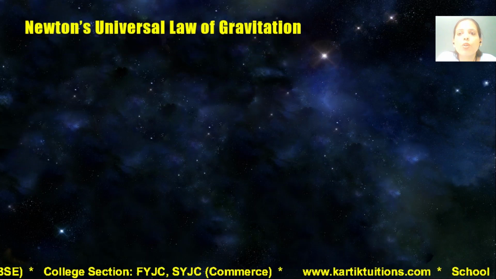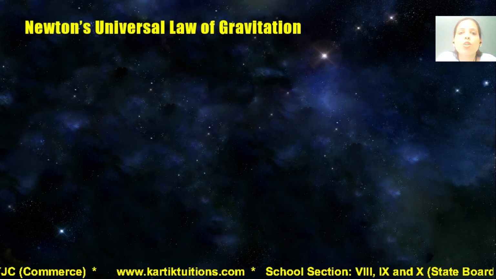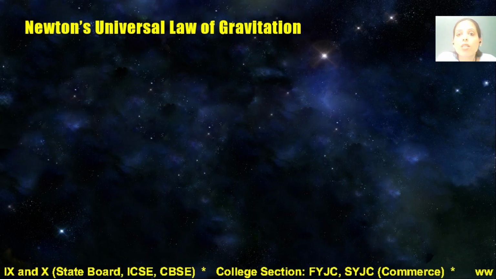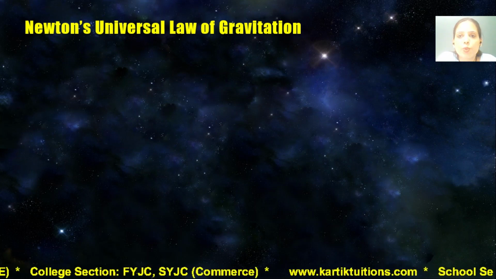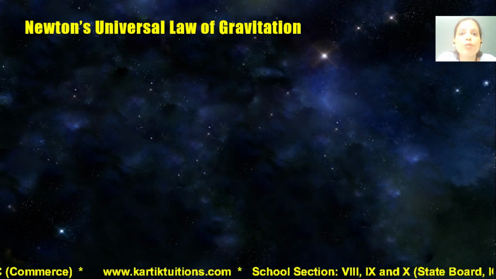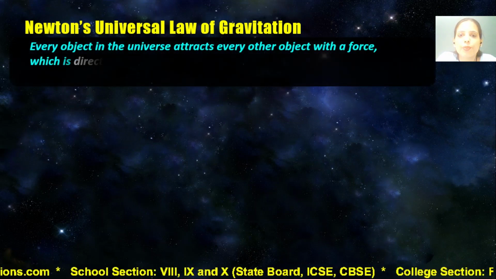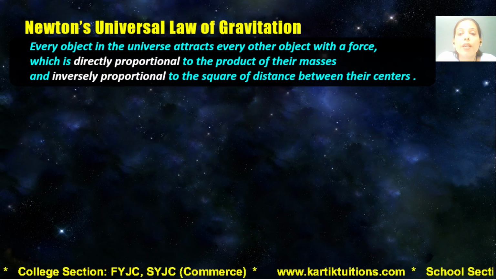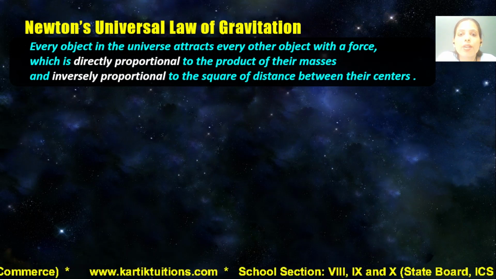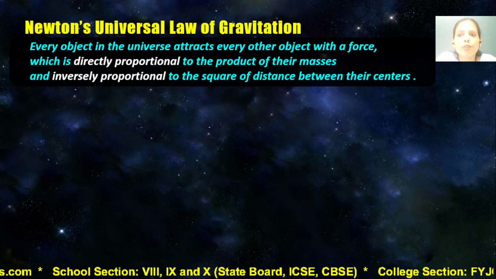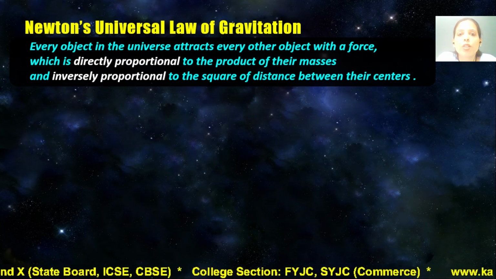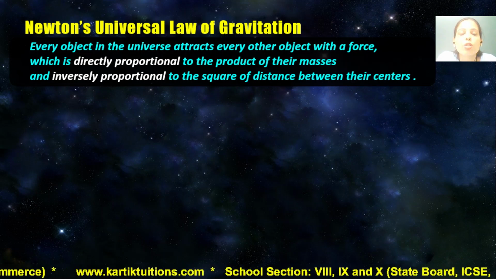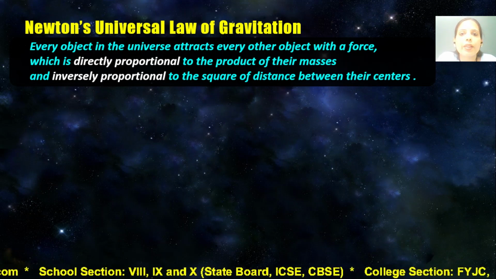Today especially we are looking into the topic Newton's universal law of gravitation. We'll be seeing the law statement as well as the mathematical expression for the universal law of gravitation. The statement says that every object in the universe attracts every other object with a force which is directly proportional to the product of their masses and inversely proportional to the square of the distance between their centers.